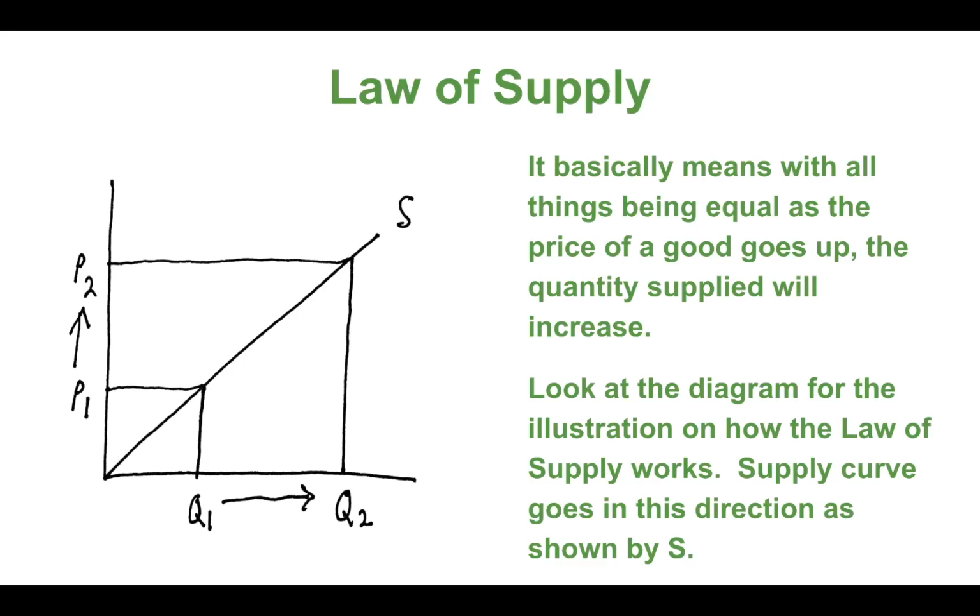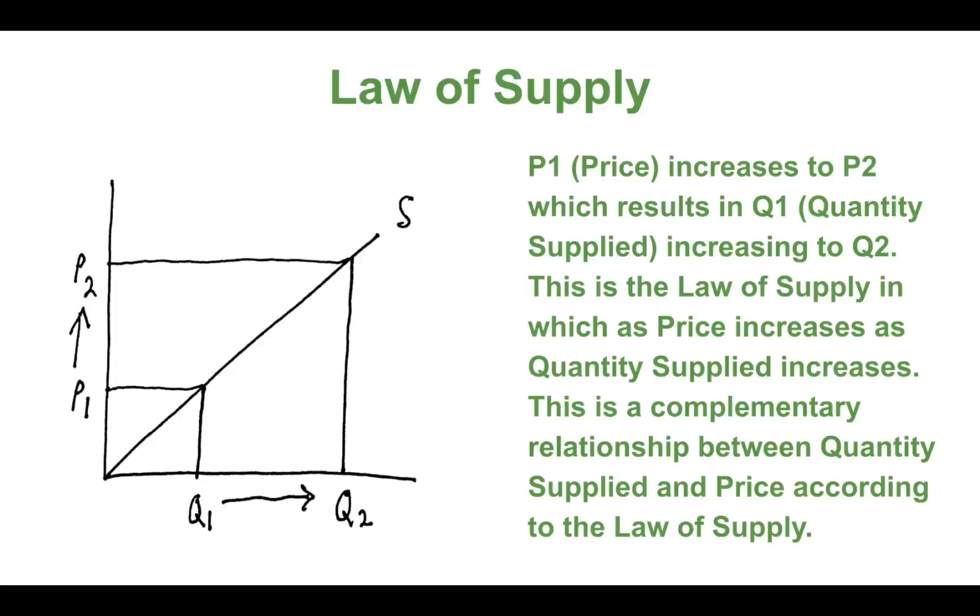So basically, it means with all things being equal, as the price of a good goes up, the quantity supplied will increase. Looking at the diagram, we see our supply curve goes in this direction as shown by S. P1 price increases to P2, which results in Q1 quantity supplied increasing to Q2. This is the law of supply in which the price increases as the quantity supplied increases. This is a complementary relationship between quantity supplied and the price according to the law of supply.